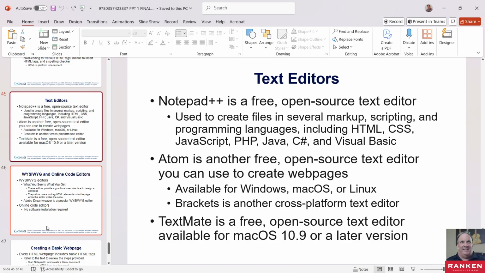Those are text editors where you're putting the tags in there. You're doing everything. You have to do every single part of that, right? The begin tag, the content, the end tag, right? And we're going to be doing that as well in Visual Studio Code, which is one of those text editor type programs. But there's also this other idea of WYSIWYG.